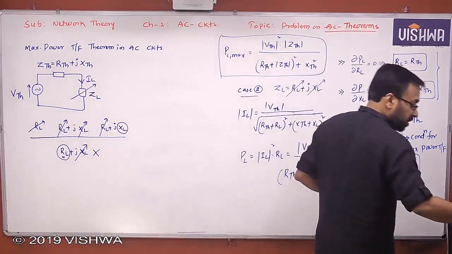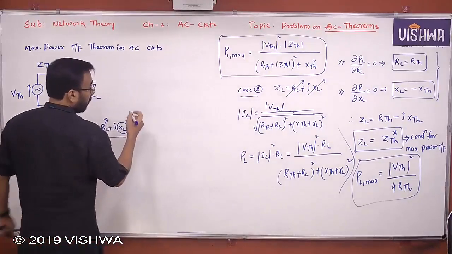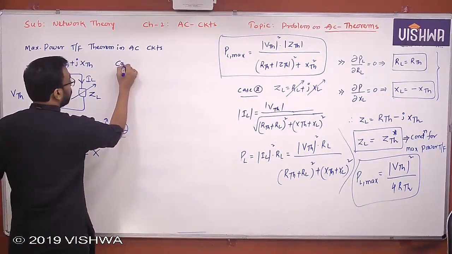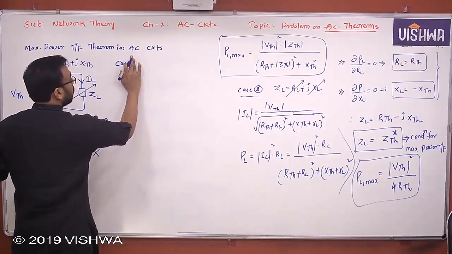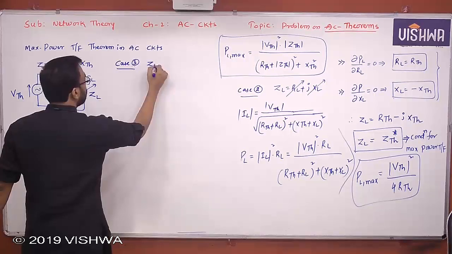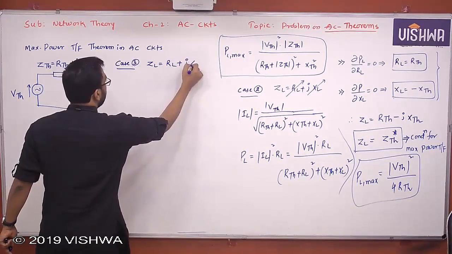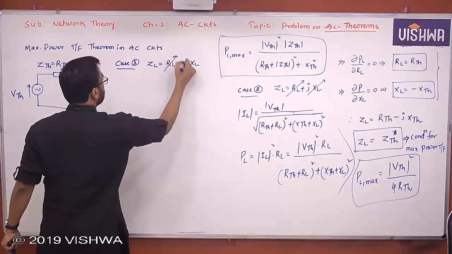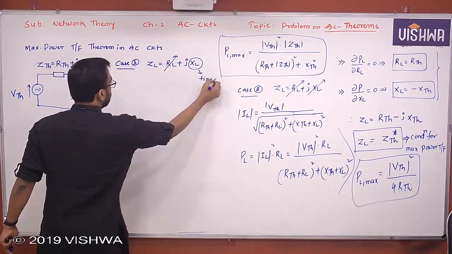Hope you have finished this part. Meanwhile I will do case 3. Case 3, right? Now you have the third case: ZL is equal to fixed XL but variable RL, right? So this is fixed. This is fixed.